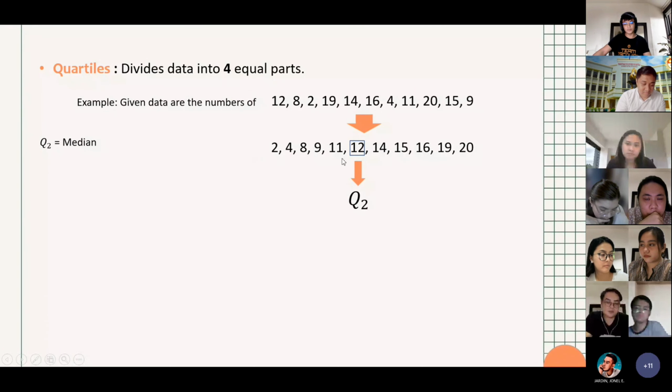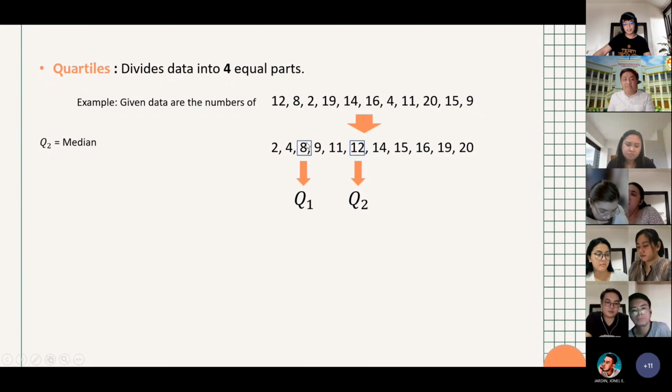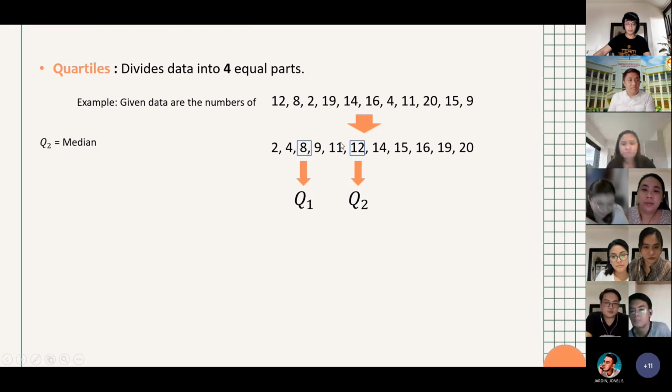Dito naman tayo sa first 5 values. Kukunin natin yung gitna niya, which obviously is 8. Ito yung gitna niya. This is gonna be our first quartile. Bakit? Kasi may natirang dalawa dito sa kabila. May natirang dalawa dito sa kabila.